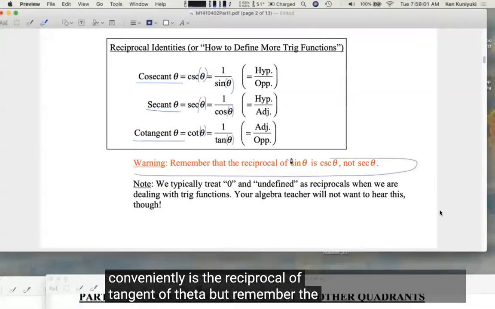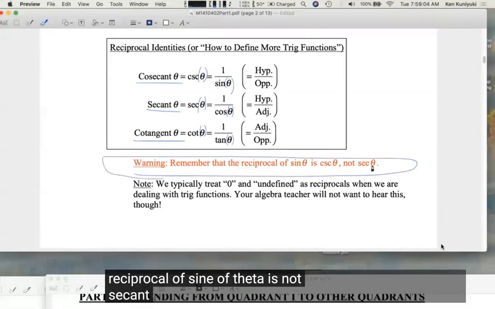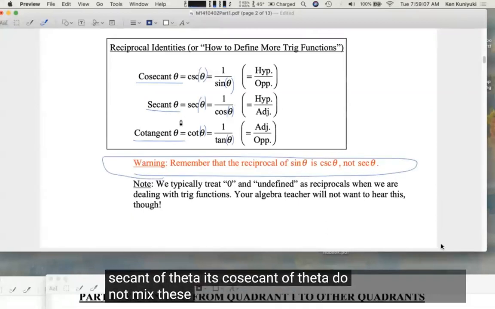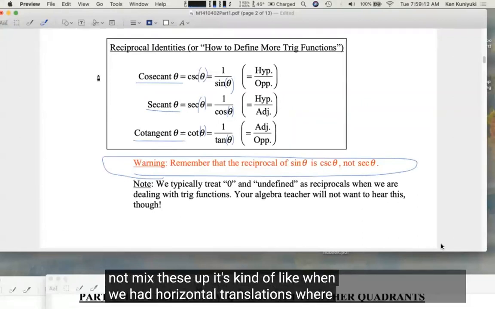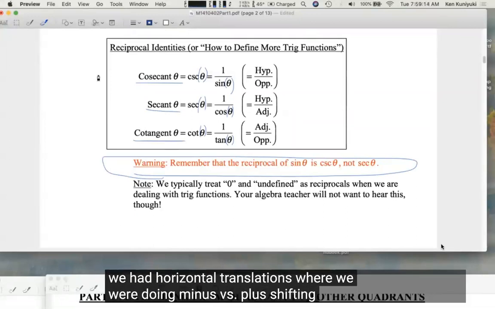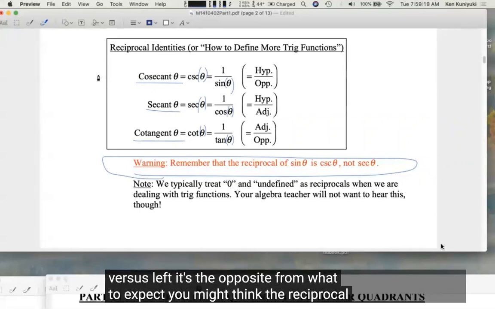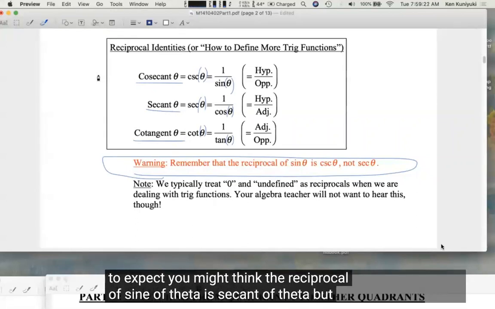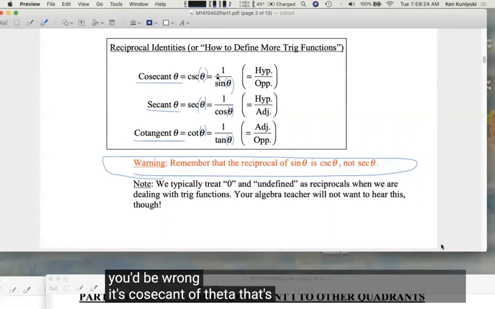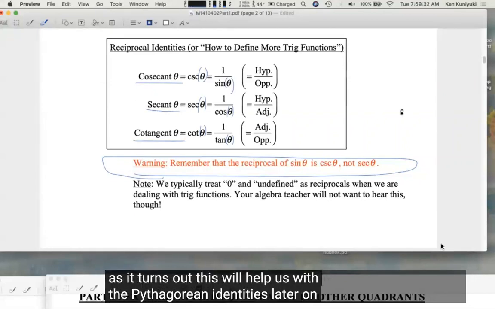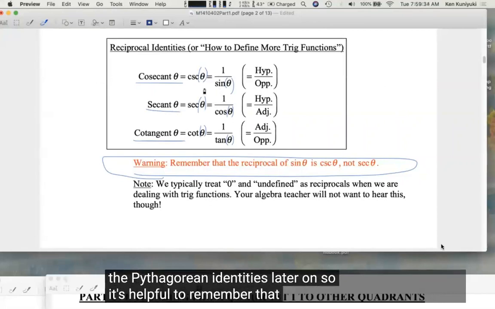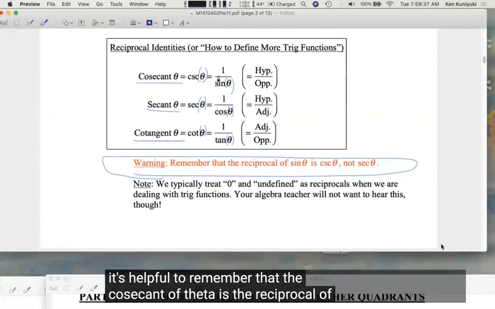But remember, the reciprocal of sine of theta is not secant of theta, it's cosecant of theta. Do not mix these up. It's kind of like when we had horizontal translations, where we were doing minus versus plus, shifting right versus left. It's the opposite from what you expect. You might think the reciprocal of sine of theta is secant of theta, but you'd be wrong. It's cosecant of theta. That's the reciprocal of sine of theta. As it turns out, this will help us with the Pythagorean identities later on. So it's helpful to remember that the cosecant of theta is the reciprocal of sine of theta.